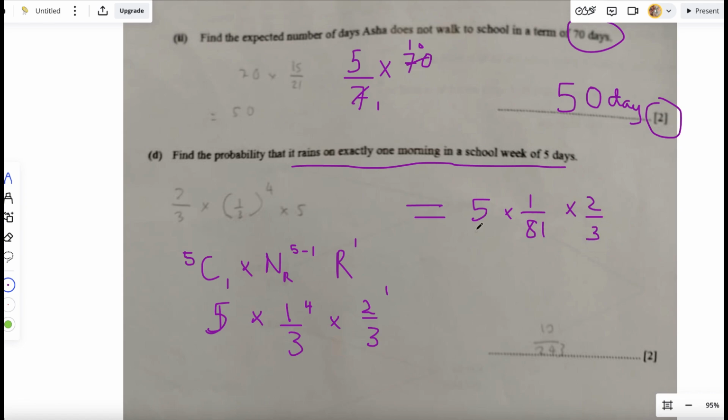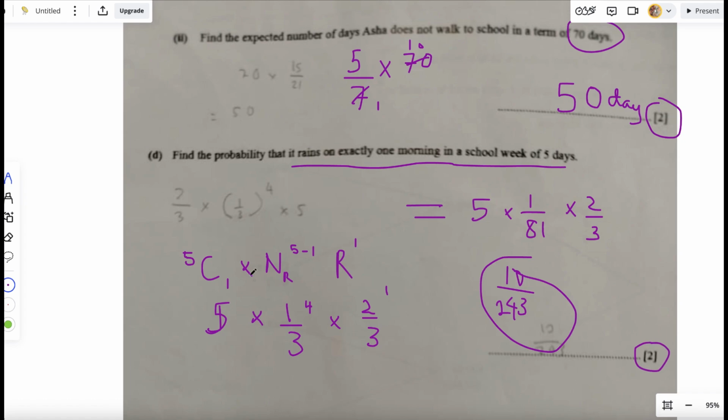Okay, so this becomes 5 times 1, 5 times 2, 10. So I will have 10 over 3 times 1, 3. 3 times 8, 24. So I have 243. You see how you multiply without using a calculator sometimes. I just say 3 times 1, I write 3. 3 times 8, I have 24. So 10 over 243. So this will be the probability. You get 2 marks.